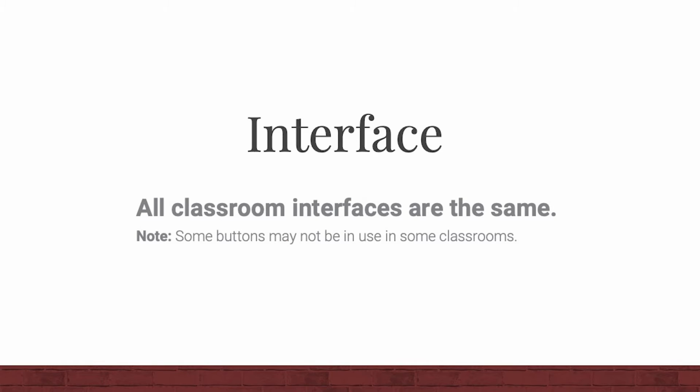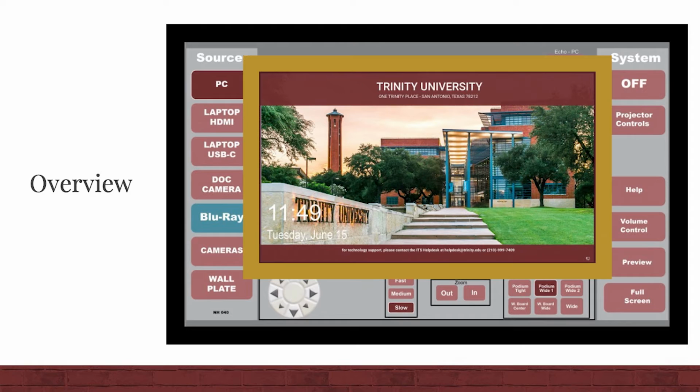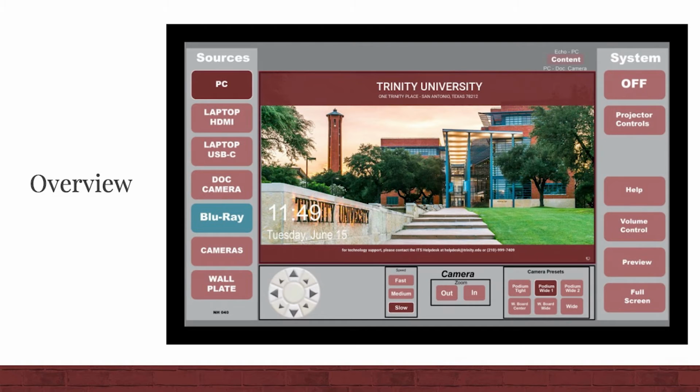Now, let's go over the interface. All classrooms use the same interface. Therefore, some buttons may have no function depending on the classroom. Let's start with an overview of the interface. Your sources are on the left. Preview of your source will appear at the top center of the screen. System settings are on the right, and controls for the settings will appear at the bottom center of the screen.